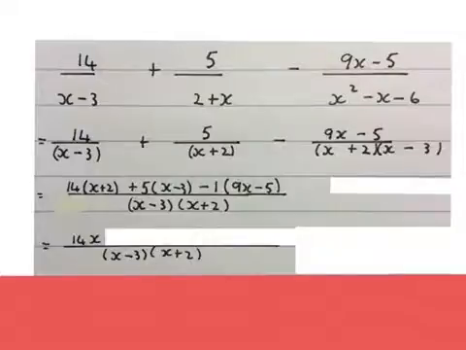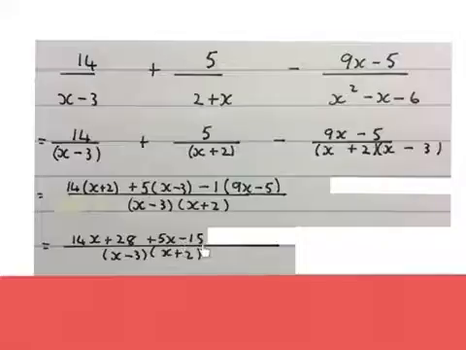Like I said, keeping the bottom. I'll times 14 times x is 14x. Timesing the 14 by plus 2 gives me plus 28. Then I times the plus 5 with the x, and I get 5x. Then I times the plus 5 with a minus 3, and I get minus 15. Then I times the minus 1 into this bracket. Minus 1 times 9x is minus 9x. I times the minus 1 with a minus 5, and that'll give me plus 5.